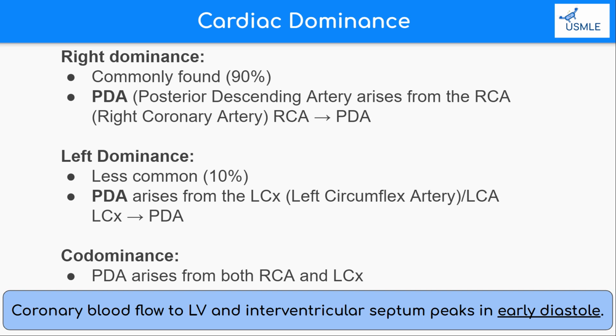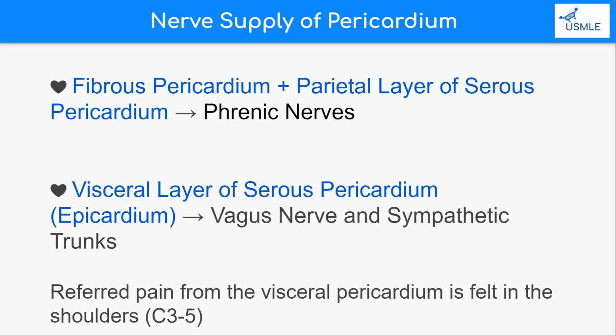Another small fact is that blood flow peaks in early diastole, when the heart is relaxing or filling itself. Sometimes you can be tested on the nerve supply indirectly, and usually this presents as referred shoulder pain of pericarditis. Since the same nerve roots extend to the shoulder region, the fibrous and parietal layer of the serous pericardium are supplied by the phrenic nerves. The visceral layer of the serous pericardium is supplied by the vagus nerve and sympathetic trunks.